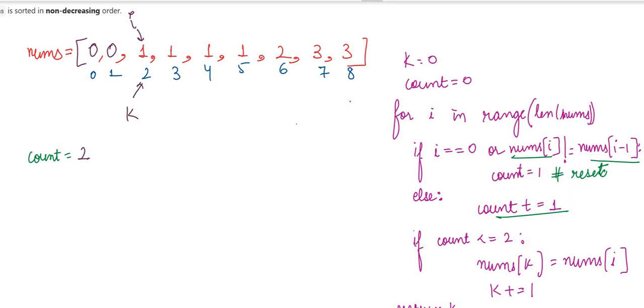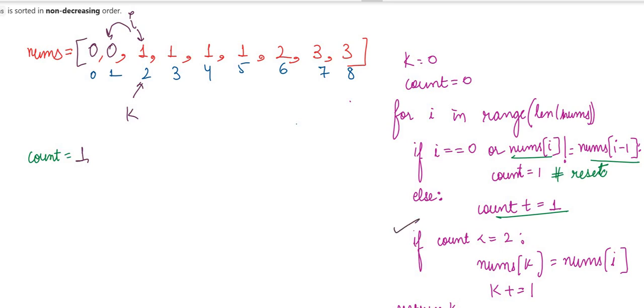But this time nums of I is not equal to nums of I minus 1. That means it is a completely new element. So count will be reset to the value 1. Then check count is less than equal to 2.